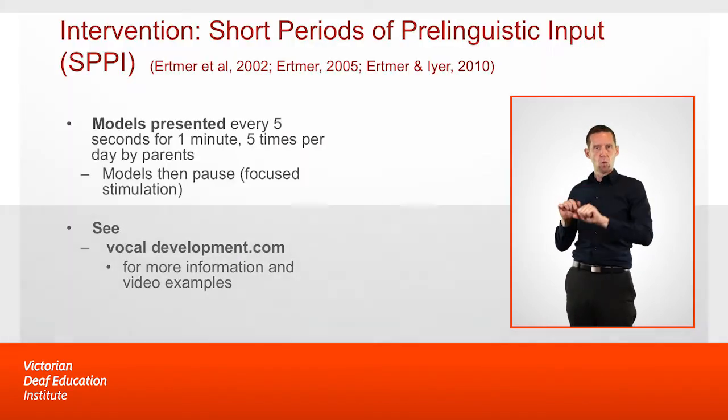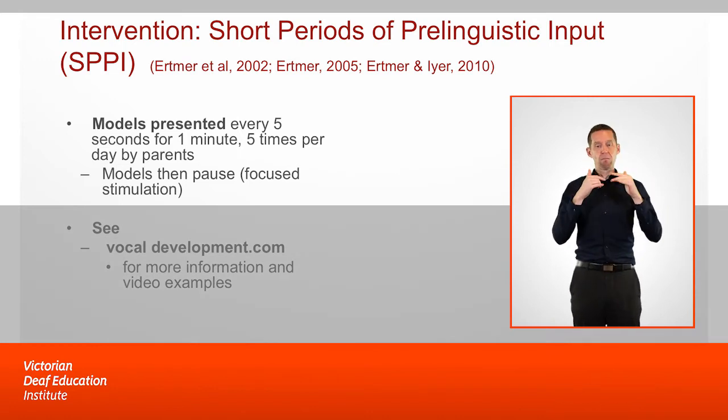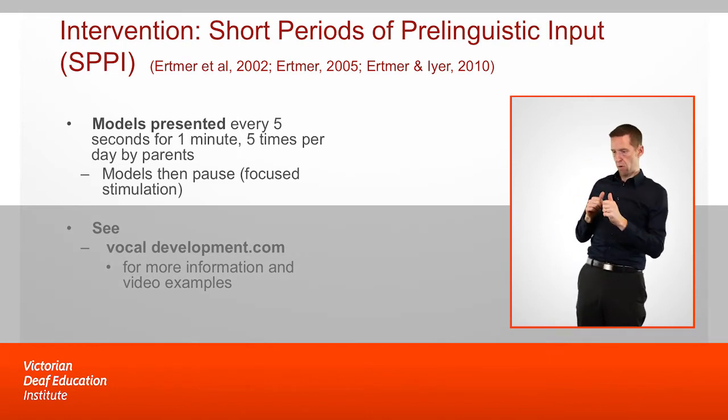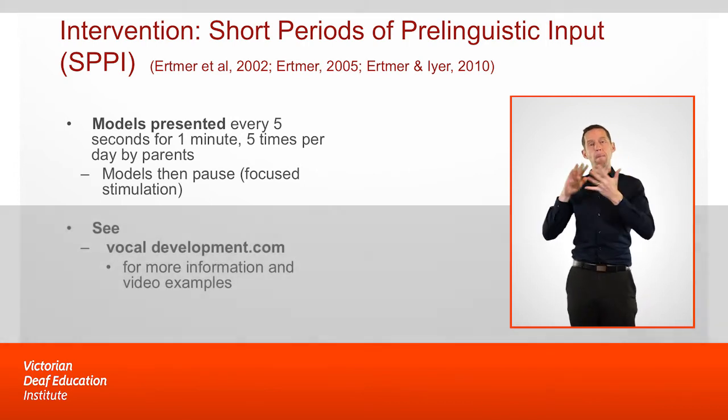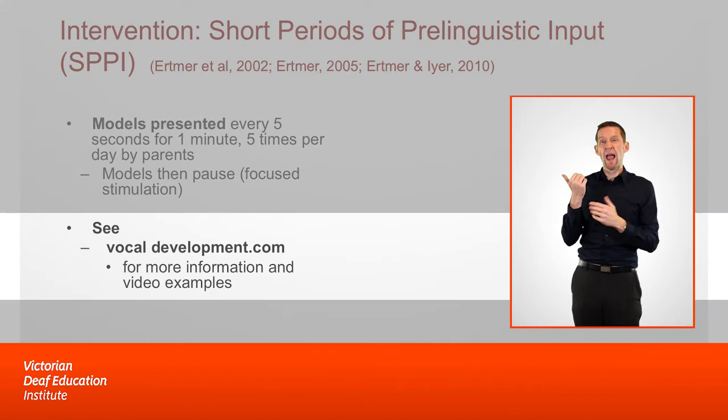All right, so let's see. In doing SPPI, we try to provide these models every 5 seconds for about a minute, 5 times per day. So parents would model, say, sa, sa, sa, and leave time in between the models so that the child has a chance to imitate.